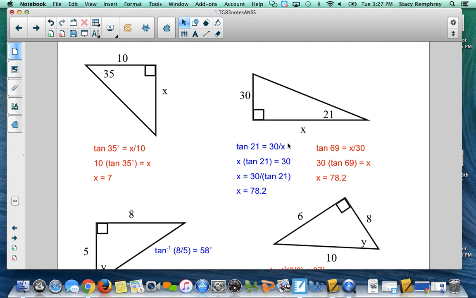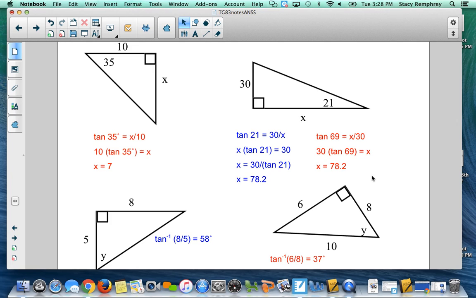Now, if you don't like the x on the bottom of the fraction, don't forget, we know this angle up here too. All I have to do is 180 minus 90 minus 21. I get that this angle is 69. So tangent of 69, if I did this angle, opposite is now x, adjacent is 30, multiply both sides by 30, you get the same answer. So it doesn't really matter which way, but sometimes I have some people that don't really like when the x is on the bottom, so they'll work it from the other angle.